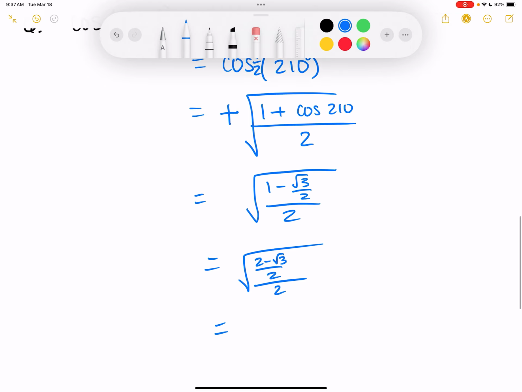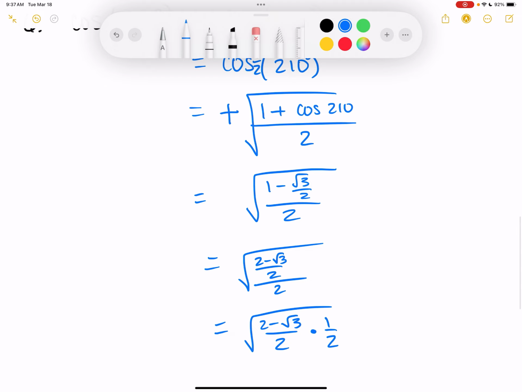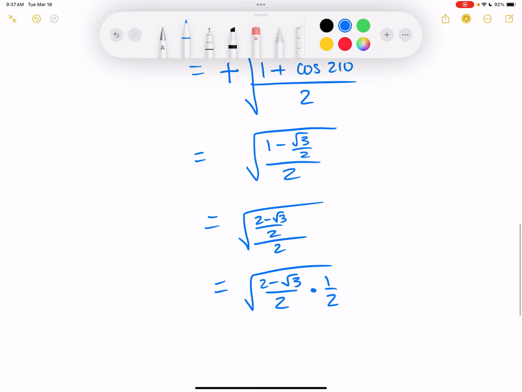But anyways, so when I'm dividing by a whole number, it's the same as multiplying by 1 over that. So this is the square root of 2 minus root 3 over 2 times 1/2. So what does that give me on the bottom? Multiply, not common denominator, because we're multiplying. So this is the square root of 2 minus root 3 over 4.